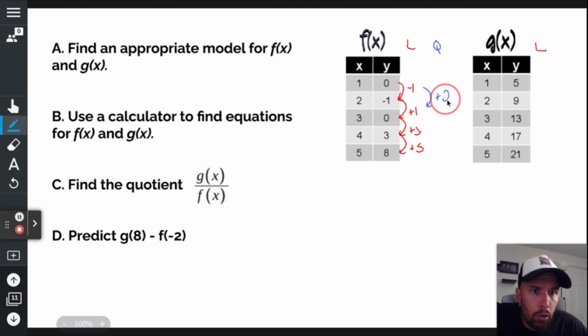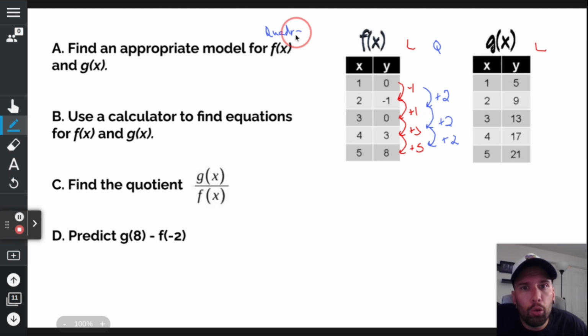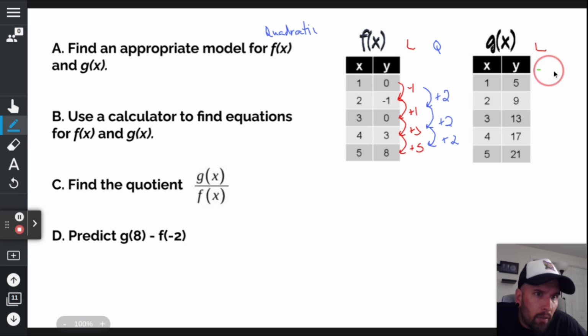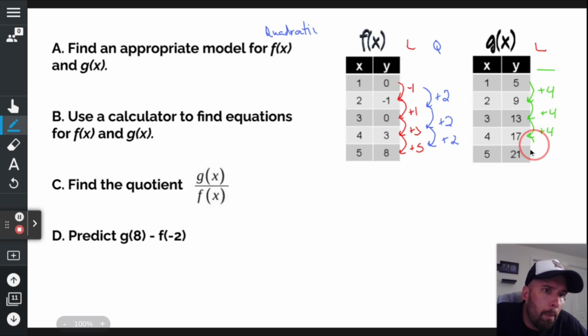Go up by 2, go up by 2, go up by 2. F of x is quadratic, degree 2. Let's see what g of x is. Okay, g of x, I go up by 4, go up by 4, go up by 4, go up by 4. That's linear.